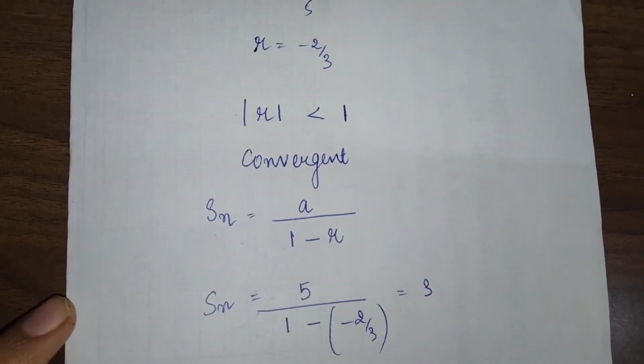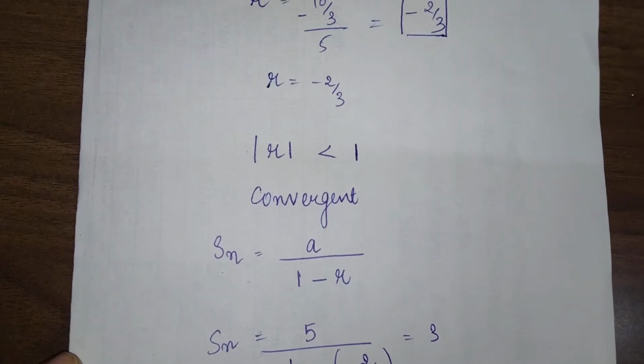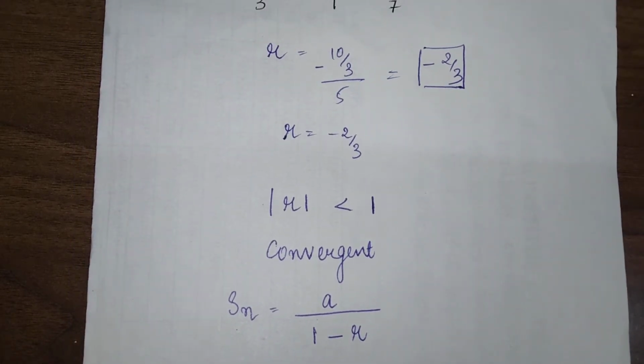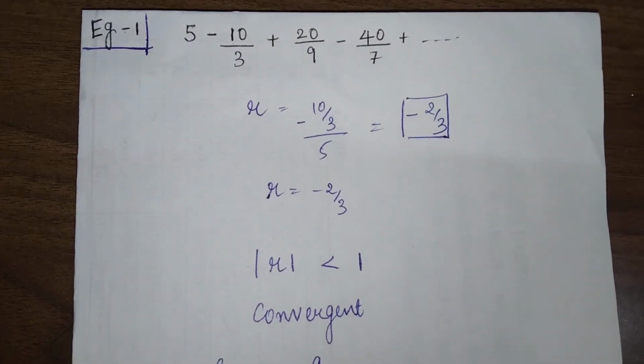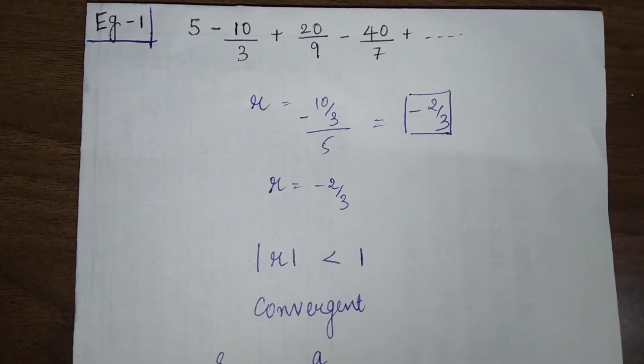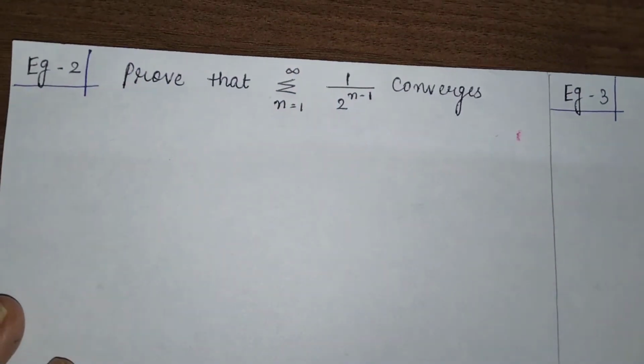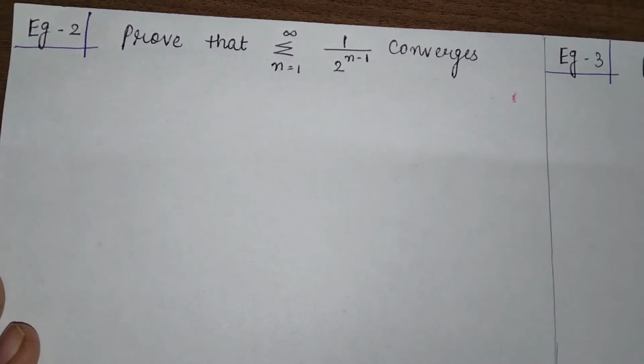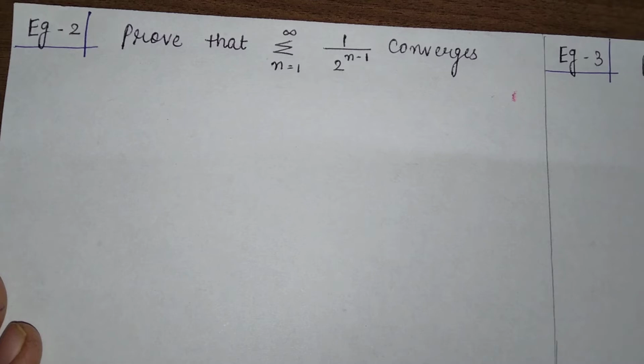Okay, so in this way you can check the sum, and from the r you can tell whether the series is convergent or divergent. Okay, now moving towards example 2. Prove that summation n equal to 1 to infinity 1 upon 2 raised to n minus 1 converges.